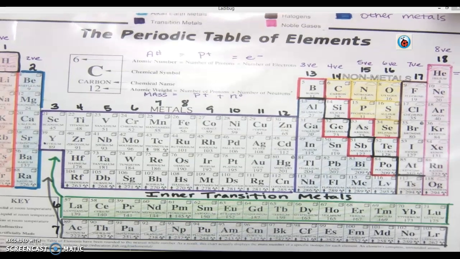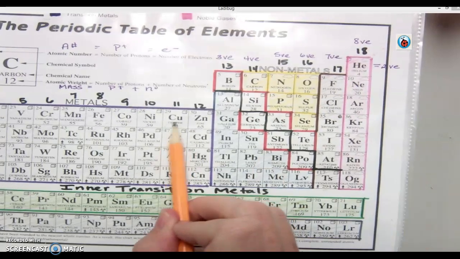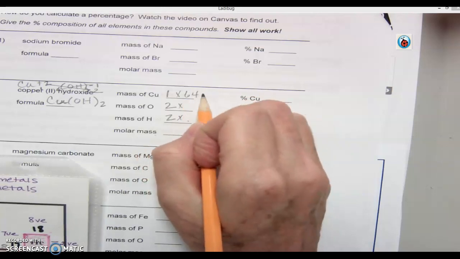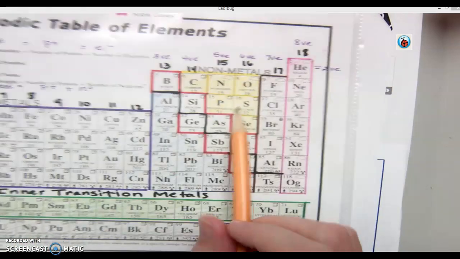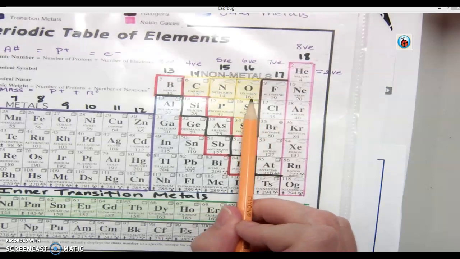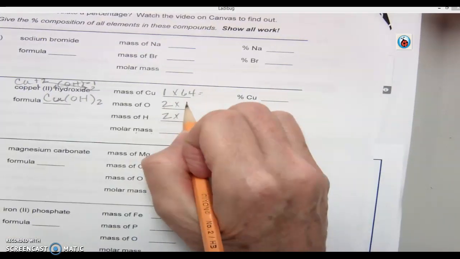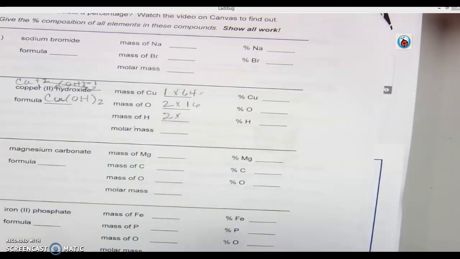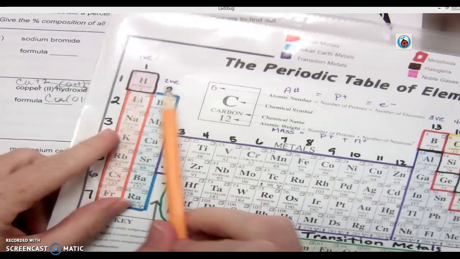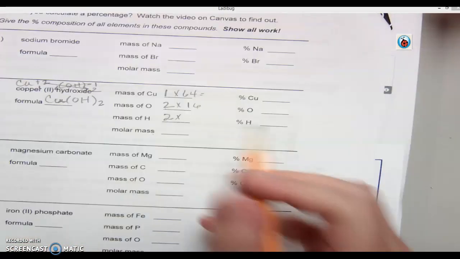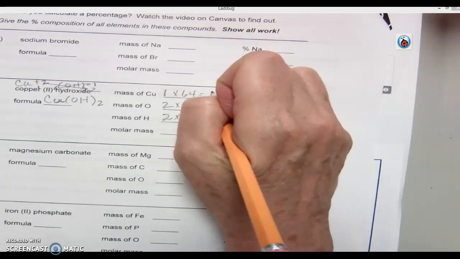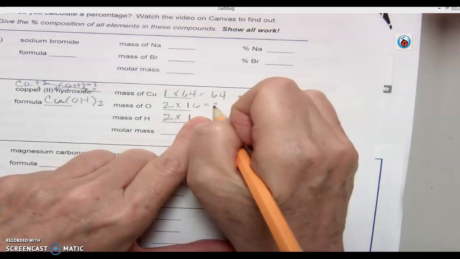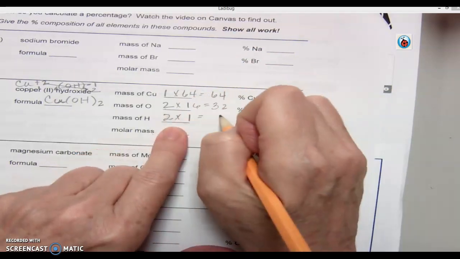Okay, so here's my periodic table. So copper has an atomic weight of 64, and there's 1 atom, so I multiply by 64. Okay, oxygen has an atomic weight of 16, and there's 2 atoms of oxygen times 16. That looks like a Z, so let's make that a 2. And hydrogen has an atomic weight of 1. All right, let's do our math. 1 times 64 is 64. 2 times 16 is 32. 2 times 1 is 2.